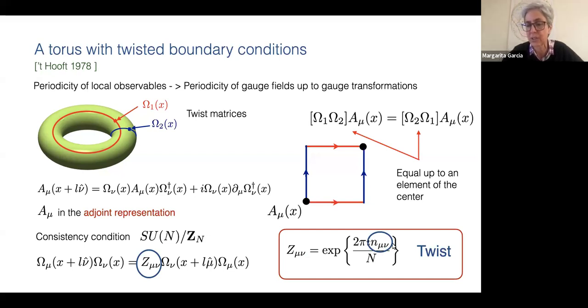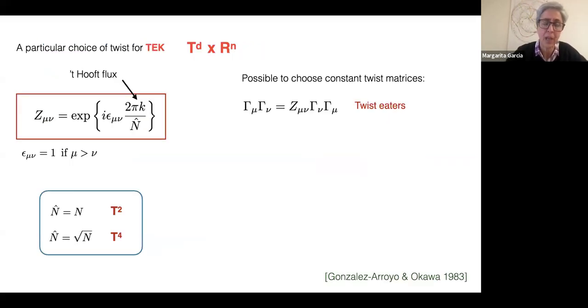This is what is called the twist. These are twisted boundary conditions. This twist cannot be removed by a gauge transformation. It's a set of integers that characterize the bundle and define the theory on the small torus, okay?